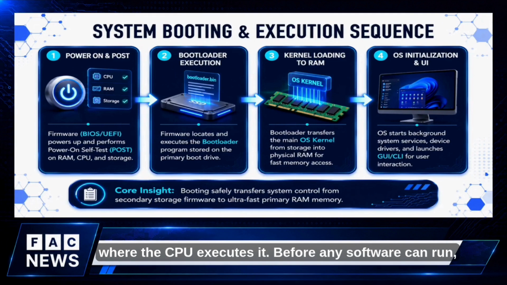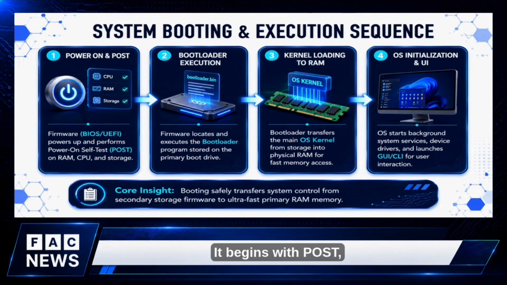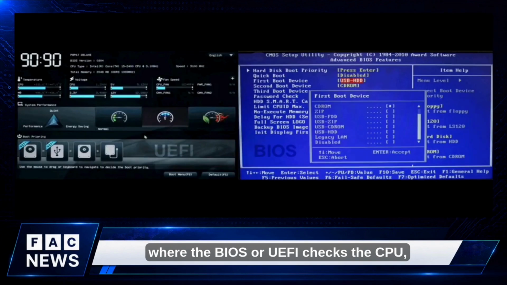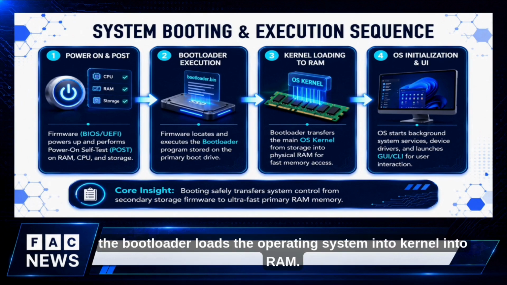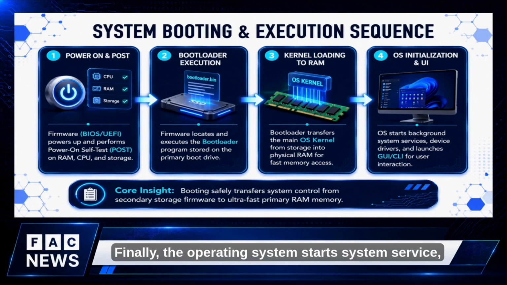Before any software can run, the computer must complete the boot process. It begins with POST, where the BIOS or UEFI checks the CPU, memory, and storage devices. Next, the bootloader loads the operating system kernel into RAM. Finally, the operating system starts system services, loads device drivers, and launches the user interface, allowing the computer to become fully operational.